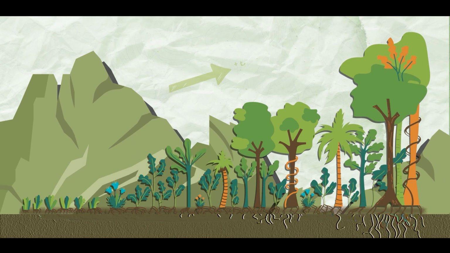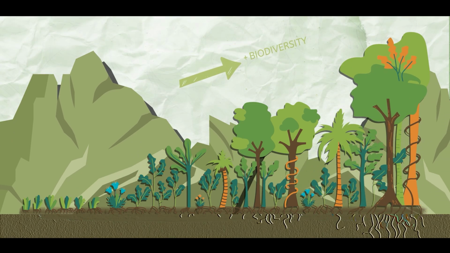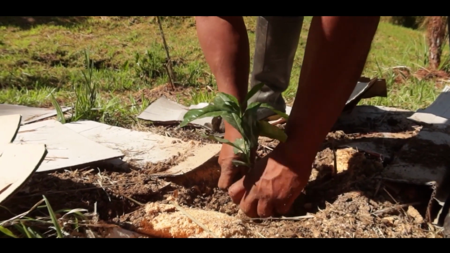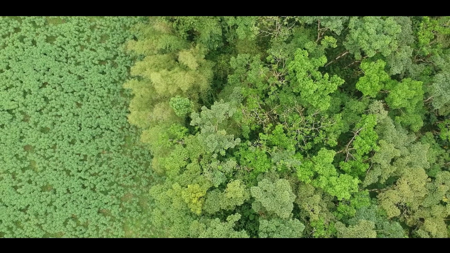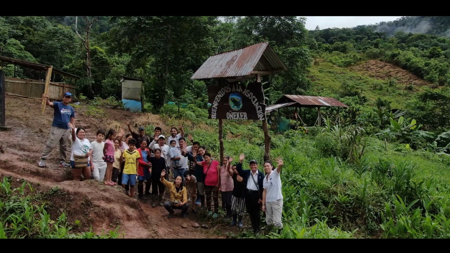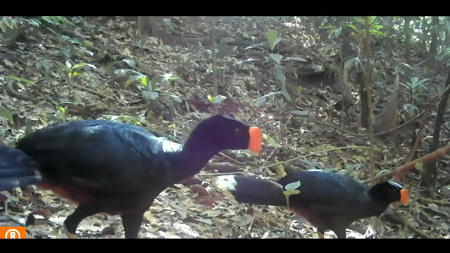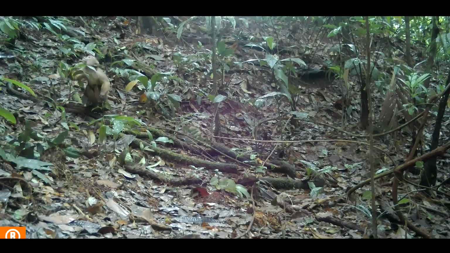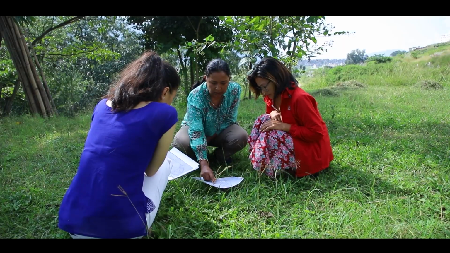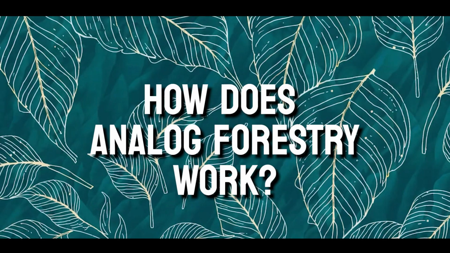Ecological succession is the process that allows for biodiversity to increase and progressively transforms an ecosystem until it reaches a climax state. With analog forestry, we leverage this natural succession, increasing biodiversity while improving livelihoods and supporting local leadership. But how does it work exactly?